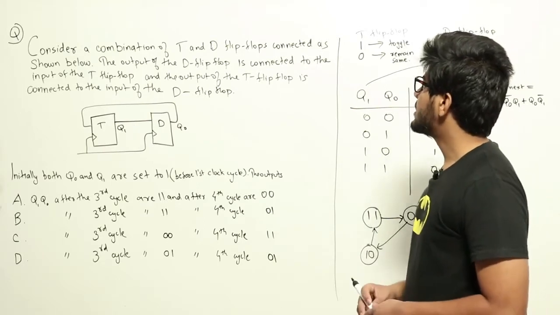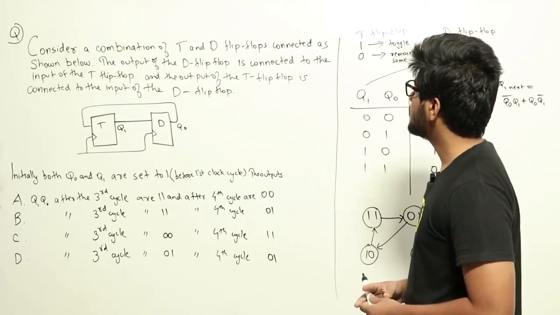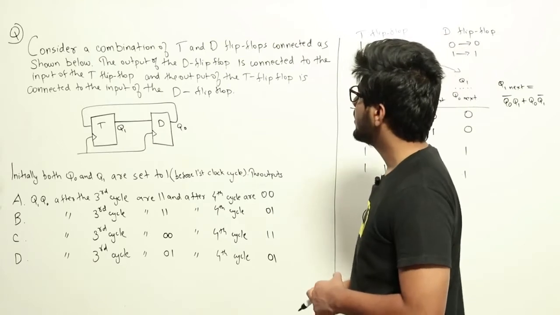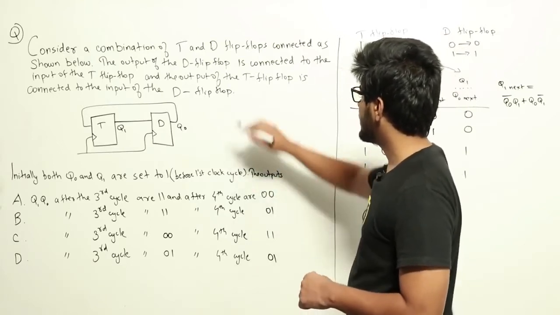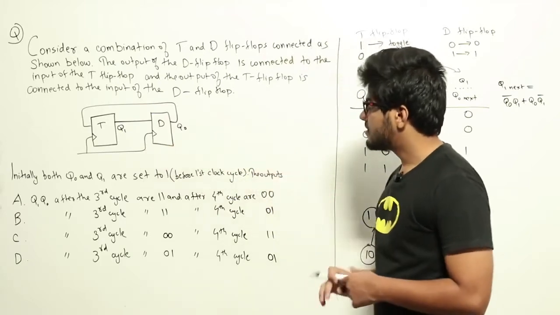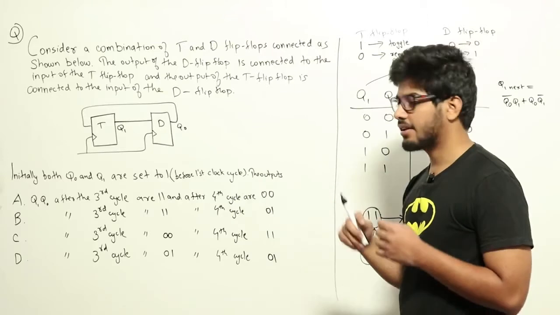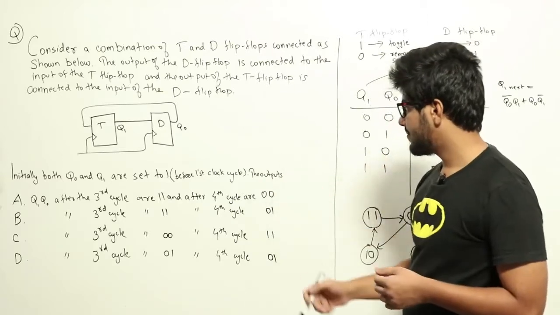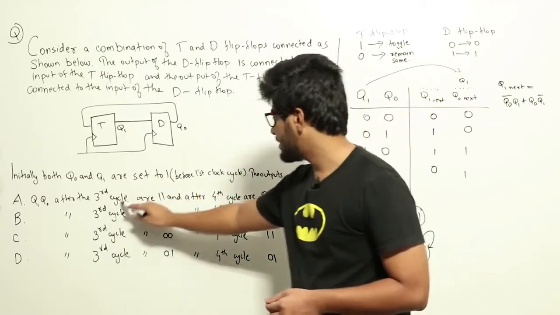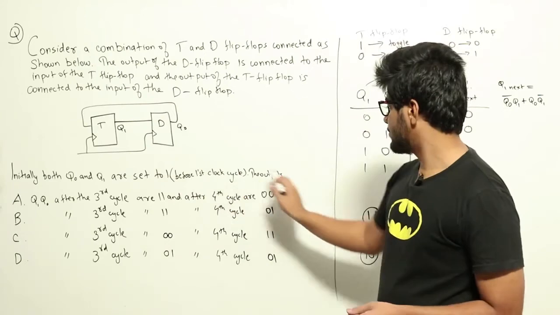Consider a combination of T and D flip-flops connected as shown below. The output of the D flip-flop is connected to the input of the T flip-flop, and the output of the T flip-flop is connected to the input of the D flip-flop. Now this sequential circuit diagram is given. They are telling that initially both Q0 and Q1 are set to 1 before the first clock cycle. In the question they are asking what the outputs are after the third cycle and the fourth cycle, and four options are given. We need to choose the correct option.